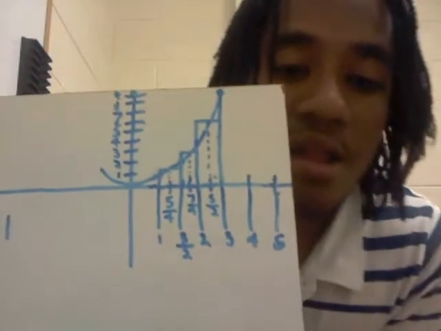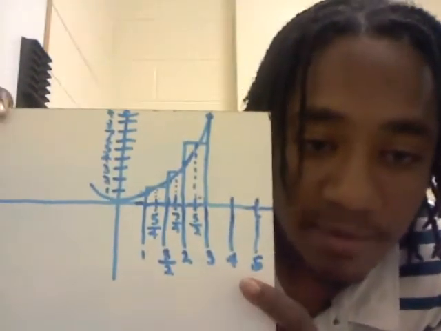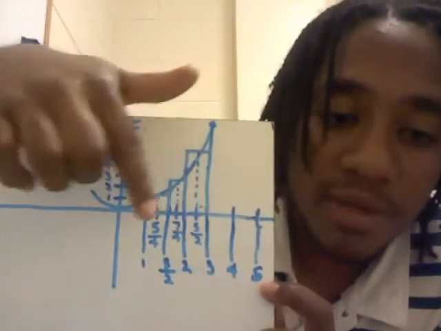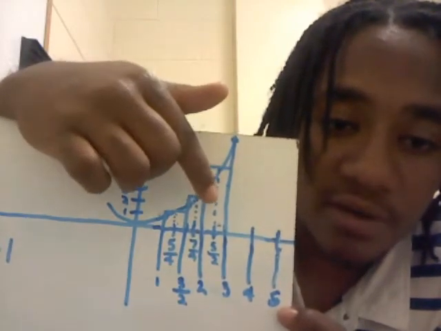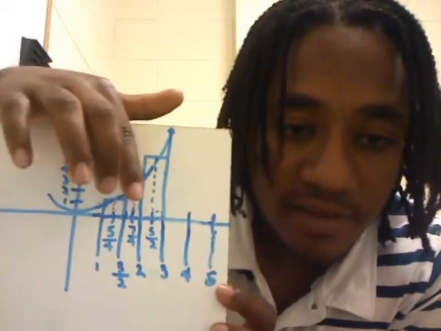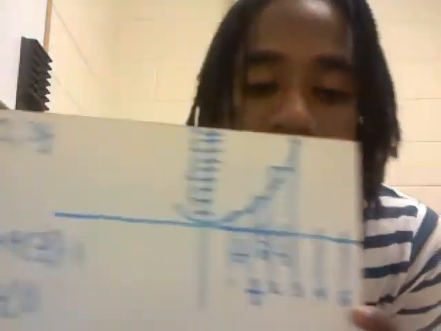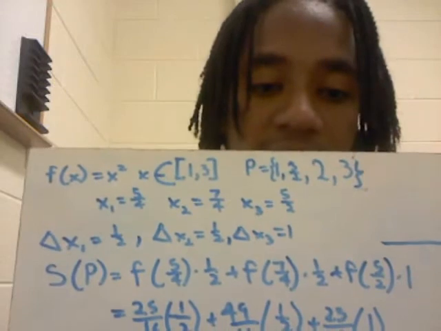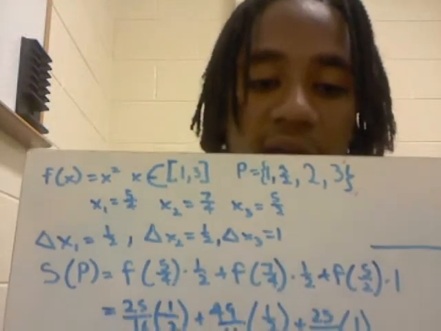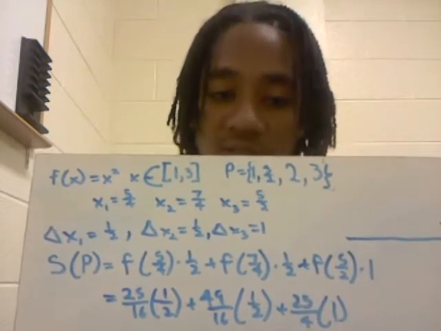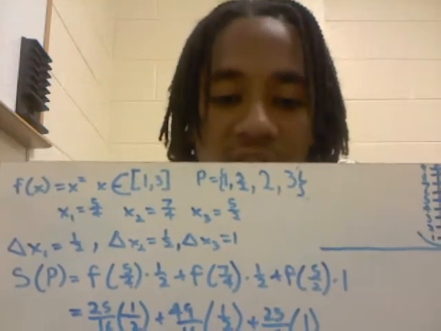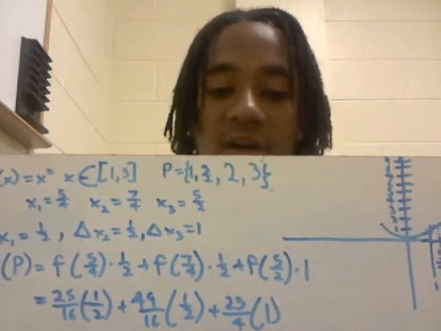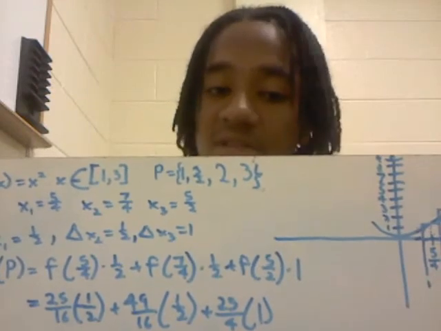Now, let's graph. First, we will notice that each separate interval of p will be making a rectangle. The midpoints of the rectangles specified by the delta x will give us the values 5/4, 7/4, and 5/2. Basically, to find S of p, you will get the value of f at 5/4 times 1/2, which is delta x1, plus f of 7/4 times 1/2, which is delta x2, plus f of 5/2 times 1, which is delta x3.